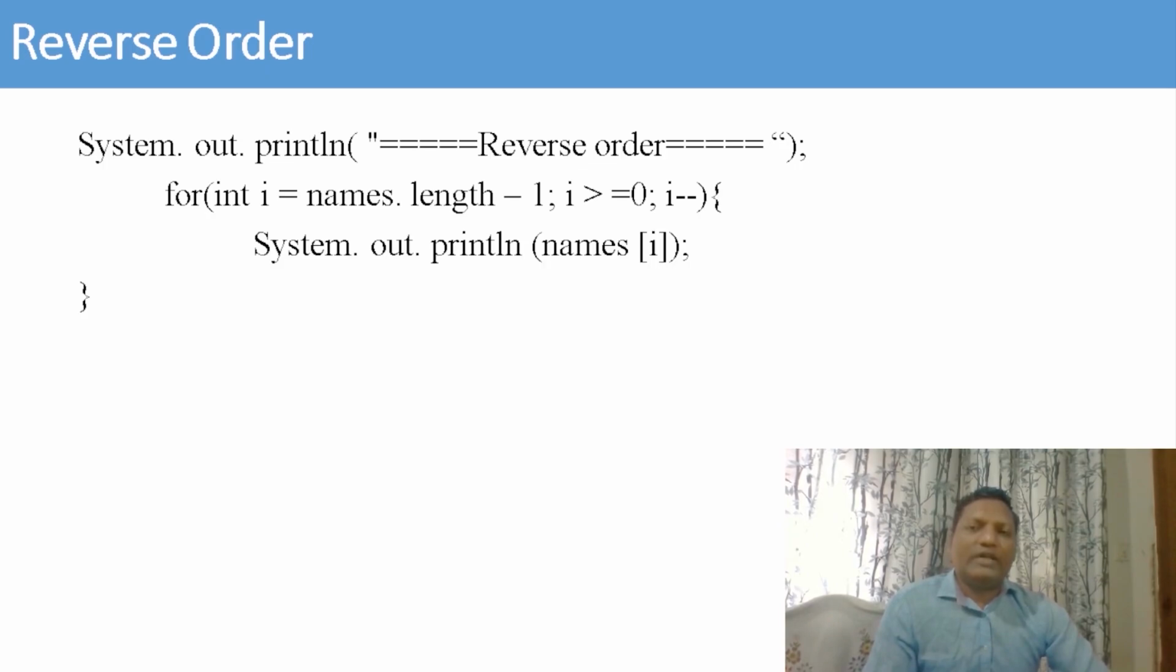I'm initializing the i value as the last index of the array, and for every iteration, I'm decreasing the i value. I'm decrementing it. How many times do I want to execute it? If the i value is greater than or equal to 0, then my loop should execute. If the i value becomes a negative number, I don't want to execute it, because the last value will be the 0 index.